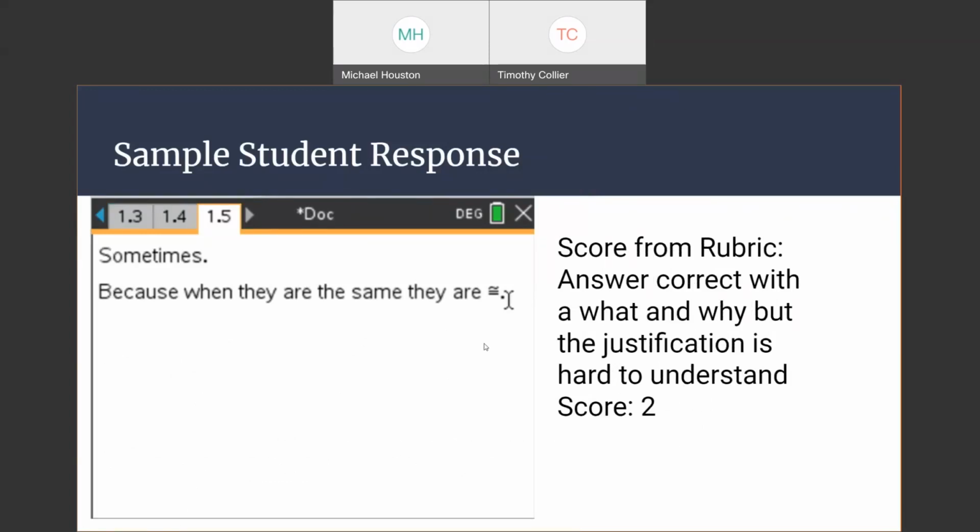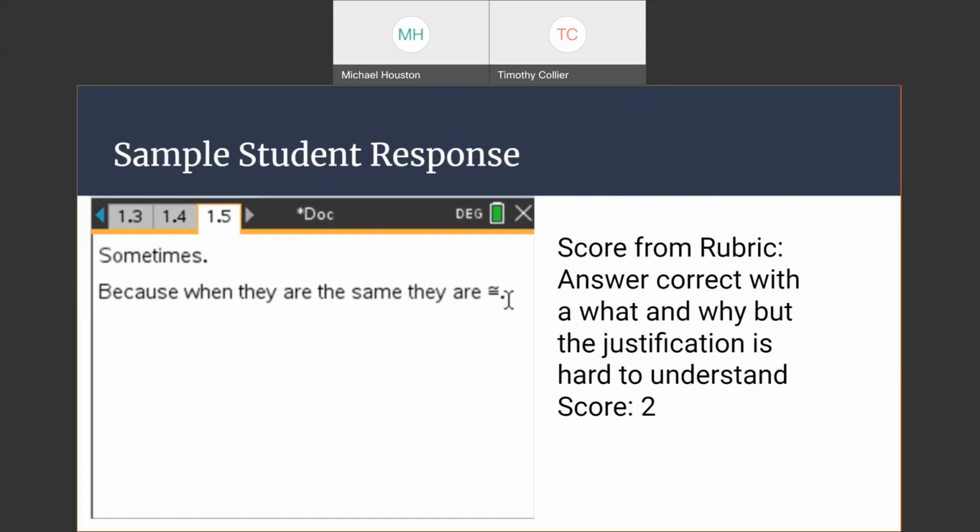And then we get some responses that say, because when they are the same, they're congruent. Well, that's not wrong, but it also isn't very clear. So it goes back to the rubric. Is your justification clear? Can you understand it? And there probably should have been some use of better vocabulary in here.